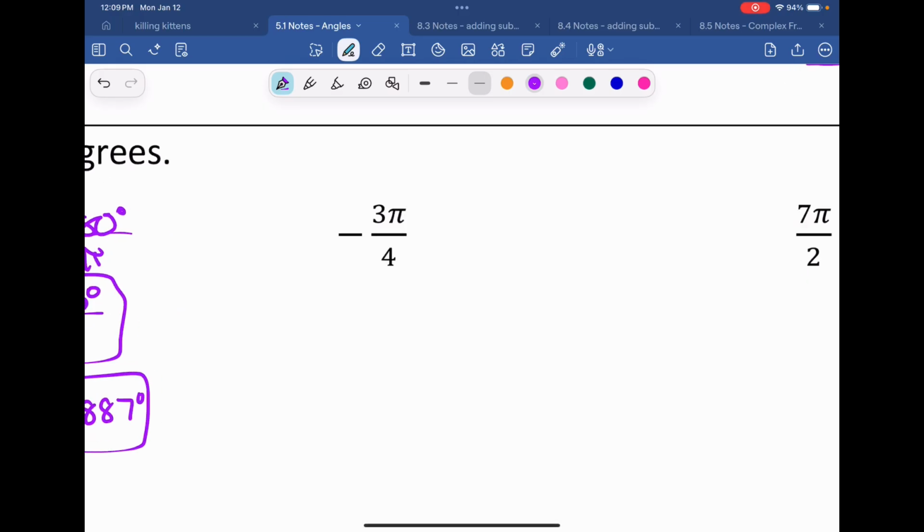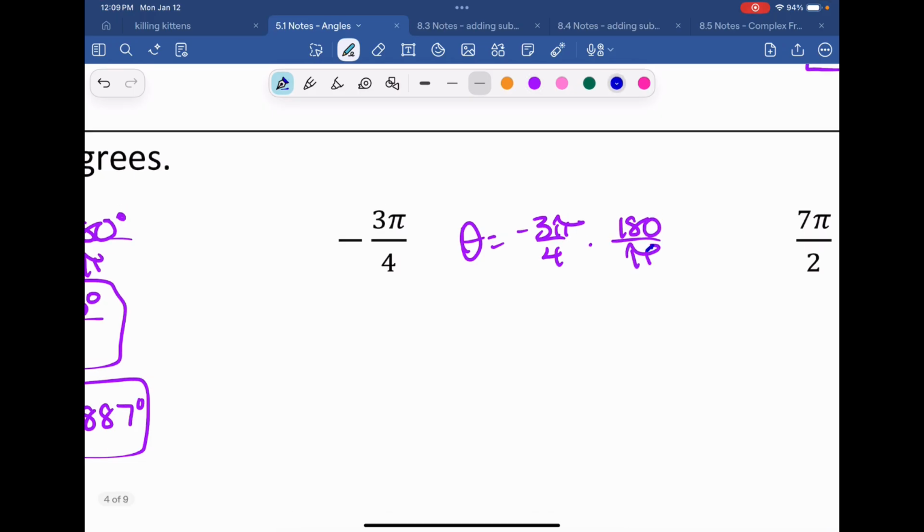Negative 3 pi over 4, so theta equals your angle, times 180 over pi. Pi cancels. 4 actually goes into 180 45 times. And then negative 3 times 45, negative 90, negative 135.